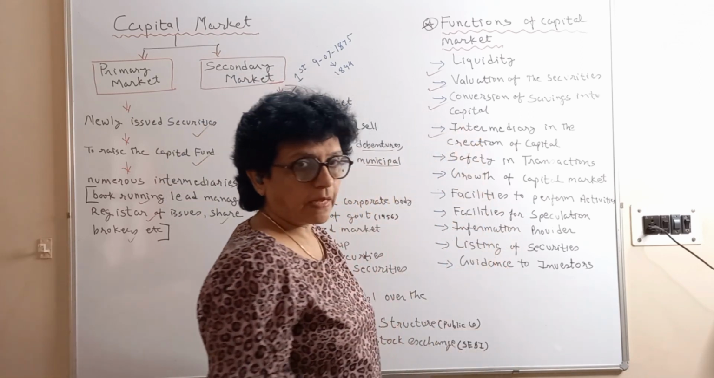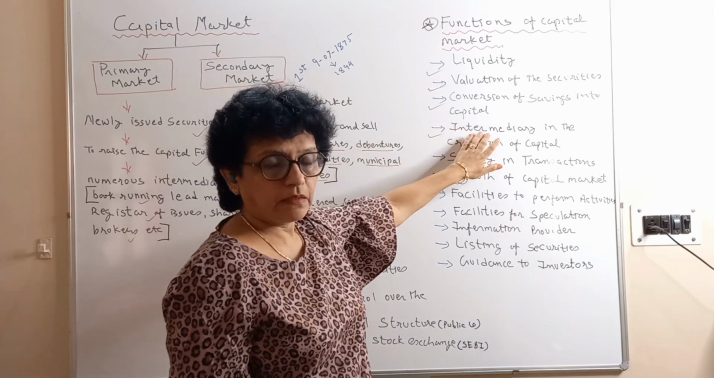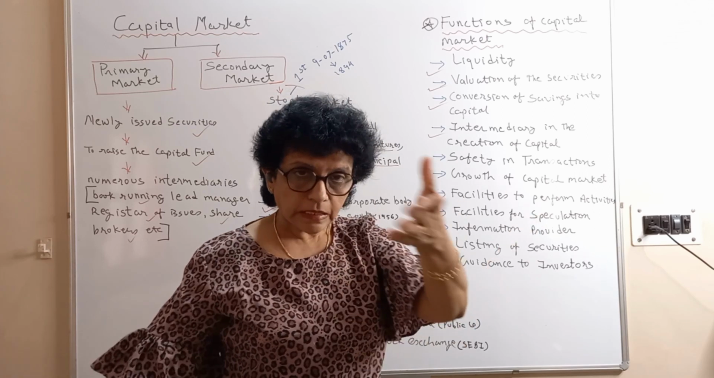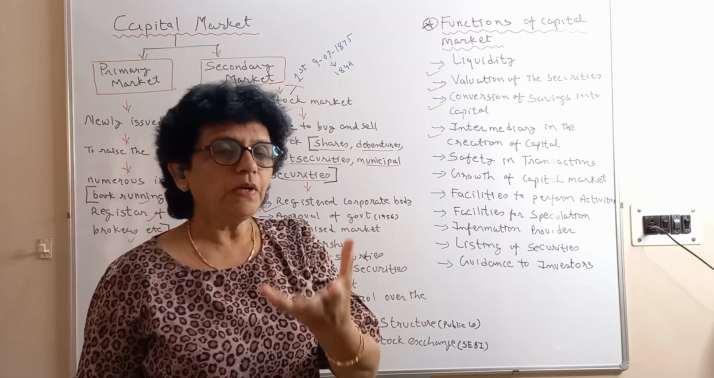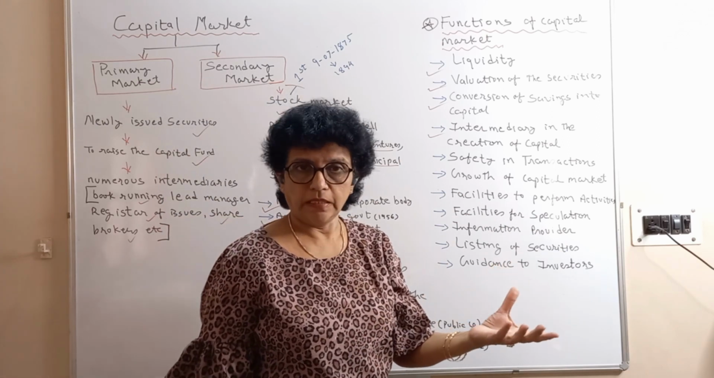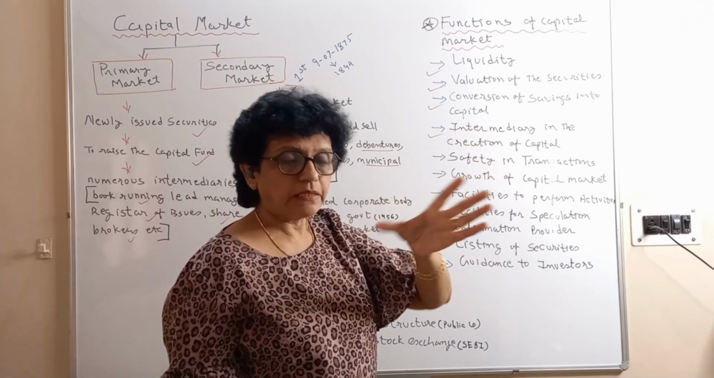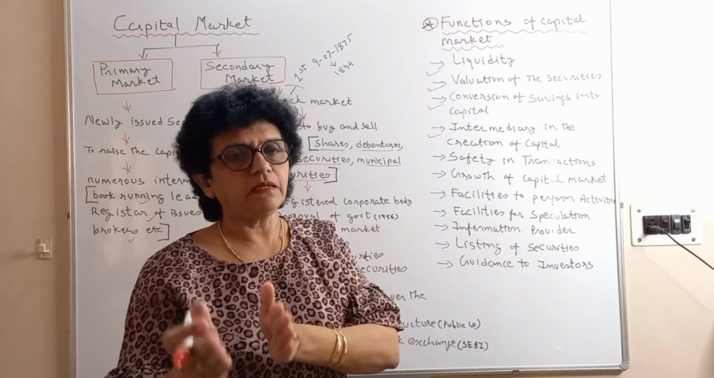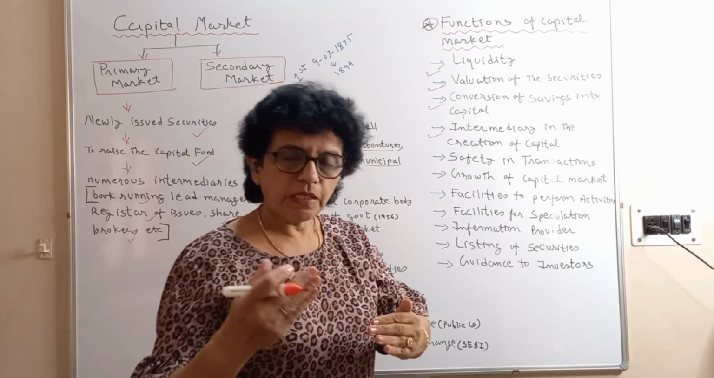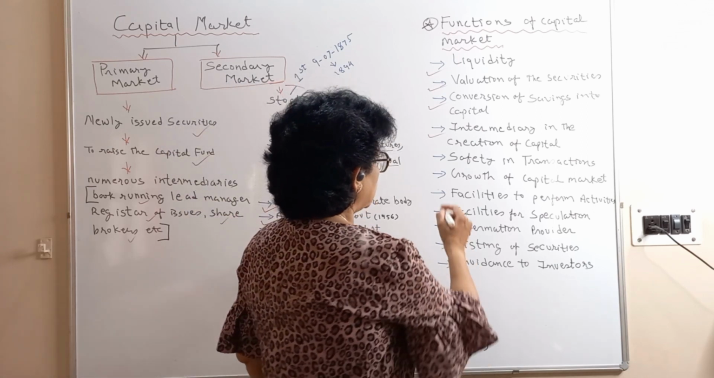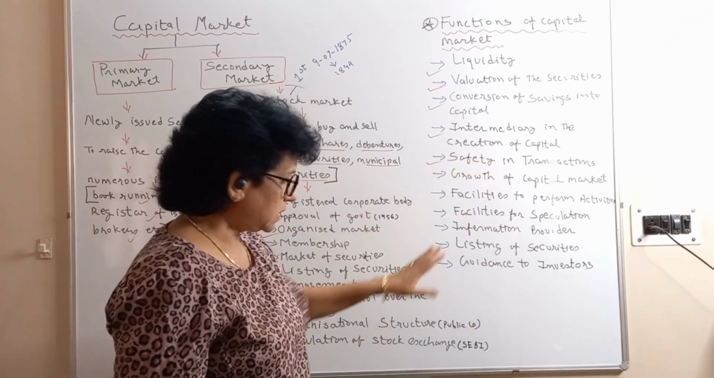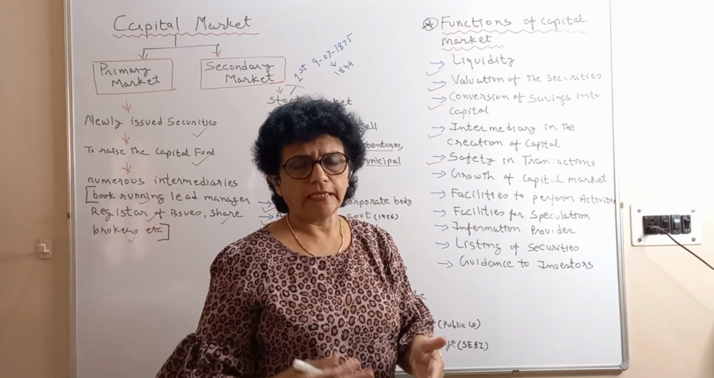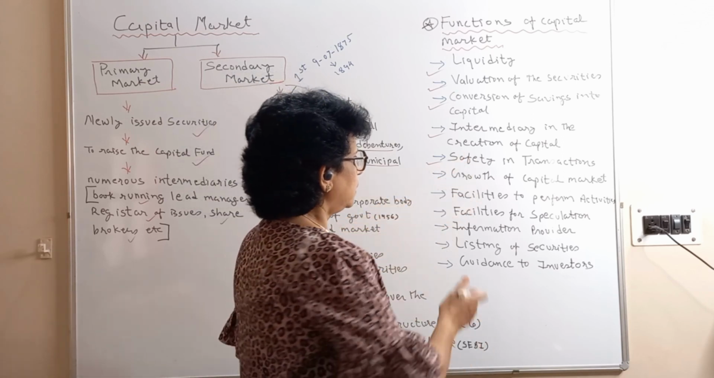Intermediary in the creation of capital. Without the stock market, industry is unable to get capital, and without the stock market, investors like you and me are unable to get a place to invest their money. So they are the best intermediary. As such, the stock market is not investing. It simply facilitates investment opportunities. It simply provides the investment opportunity. Safety in transaction. Because very strict rules and regulations are followed, and activities are carried on in a very controlled manner, we have safety of transaction.